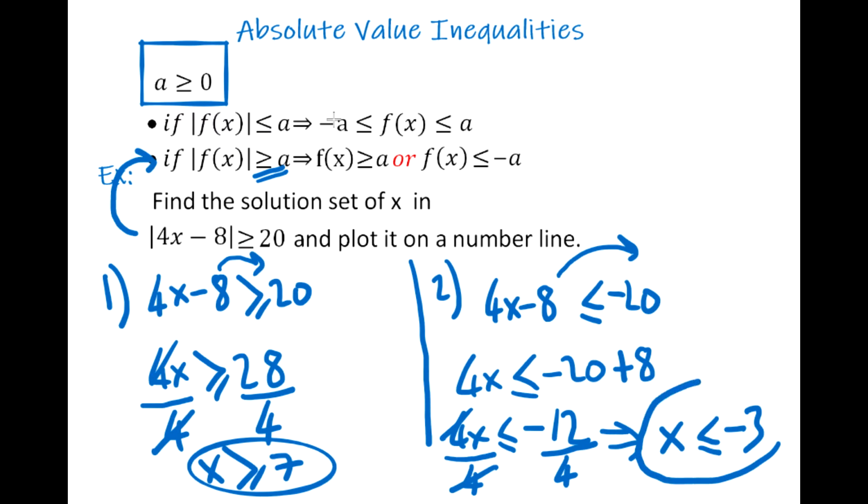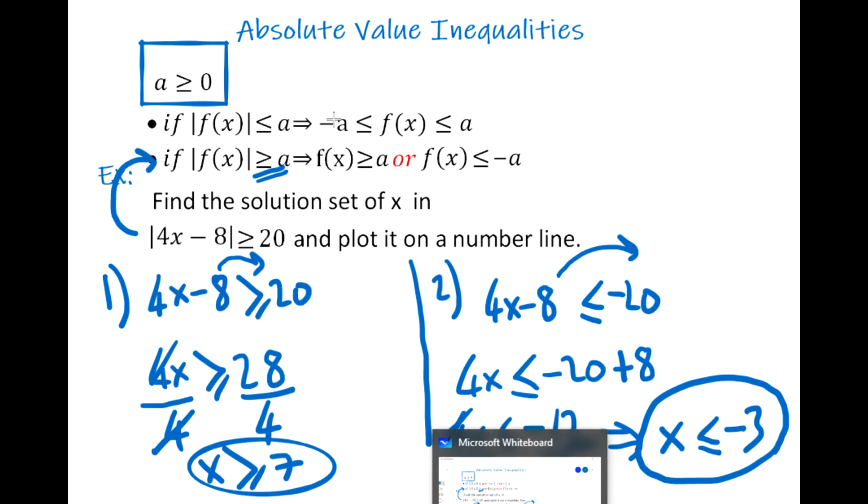So we have two situations. Either we have x which is less than or equal to negative 3, and in the second case x has to be greater than or equal to 7.